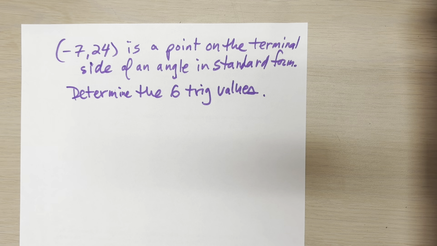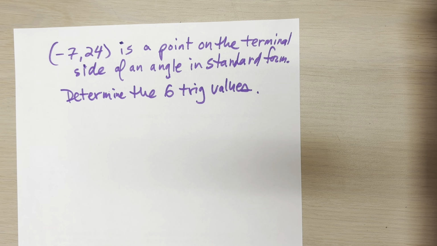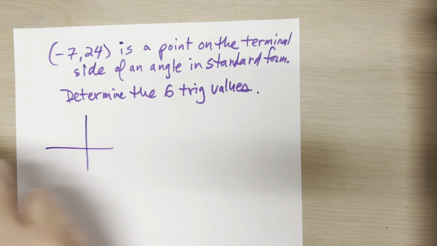Here is another one that you'll see. (-7, 24) is a point on the terminal side of an angle in standard form. Determine the 6 trig values. All right, so now this time it's sneaky, right? Because that's not on the unit circle. So we have to do a quick sketch of this thing.